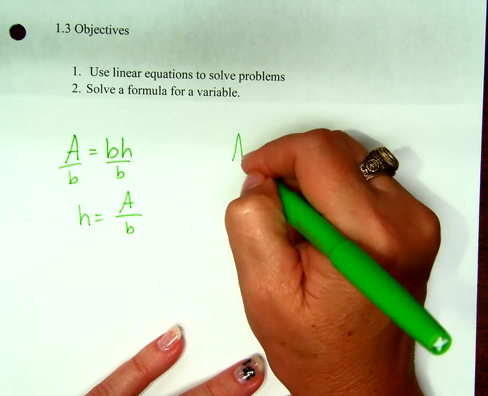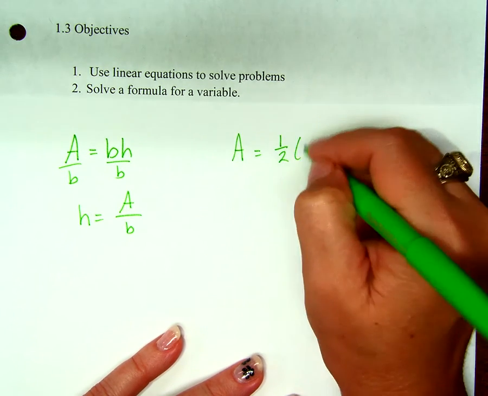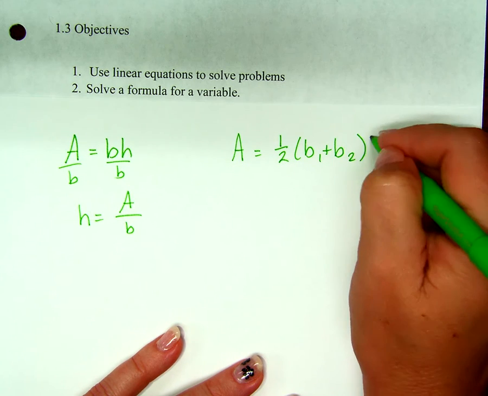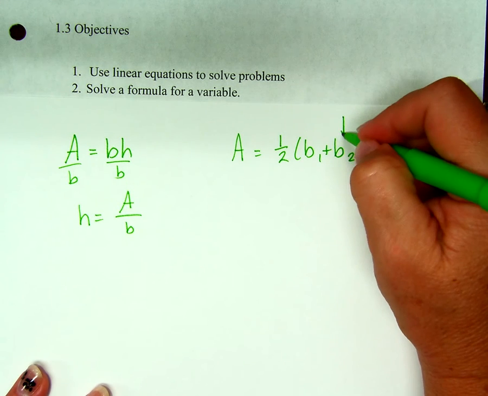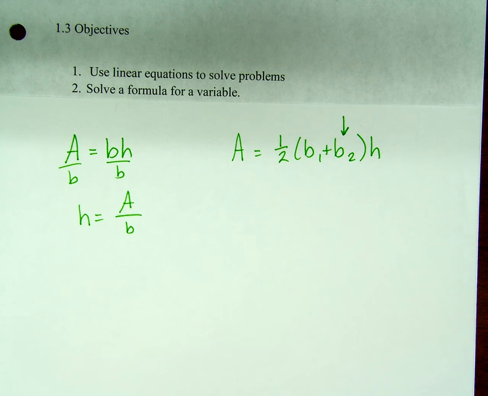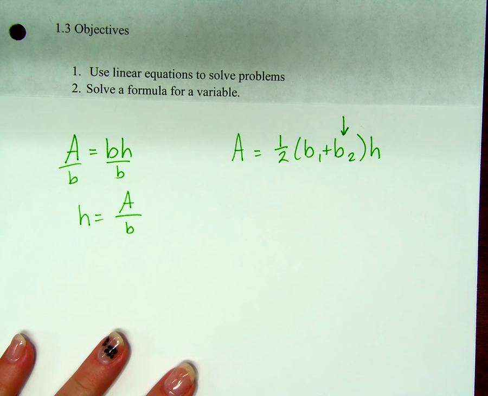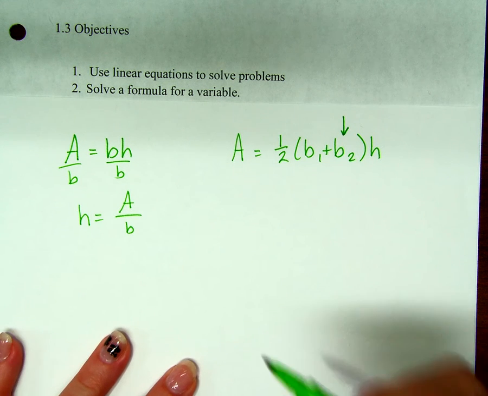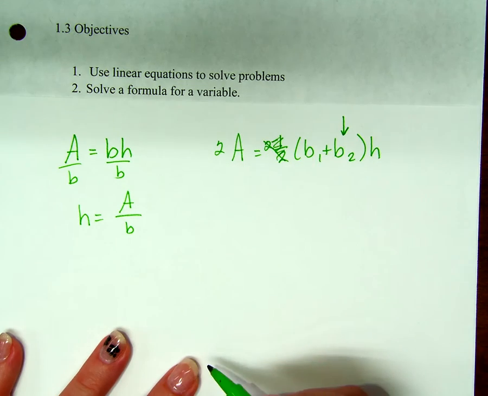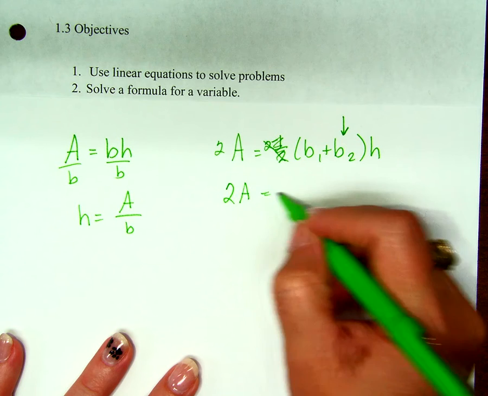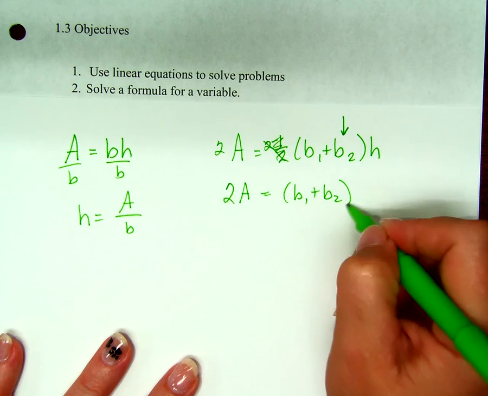If there is a formula that looks like this, do you know what that formula is for? Good. Area of a trapezoid. What if I needed b sub 2 solved for, the base 2? How do I solve for that? So multiply both sides by 2. If I multiply that by 2 and that by 2, that goes to 1, so that's not there, right? So I have 2a equals base 1 plus base 2 times h.